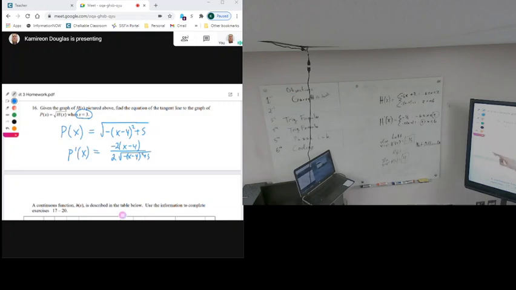Now I could choose to simplify some, like I could get rid of the 2's, right? But really I just want to find out what happens at 3. So I'm going to do p prime of 3. So I plug in 3, so I have negative 3 minus 4 over the square root of negative 3 minus 4 squared plus 5.